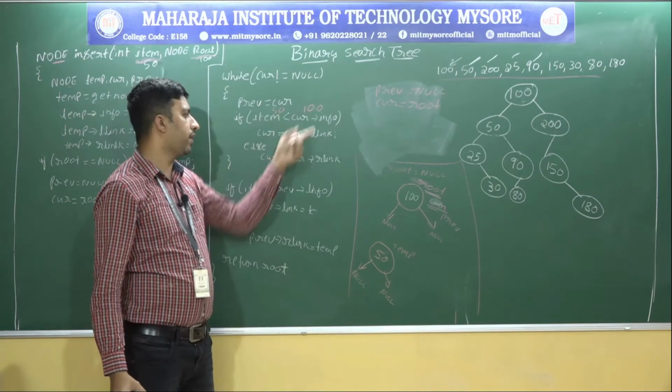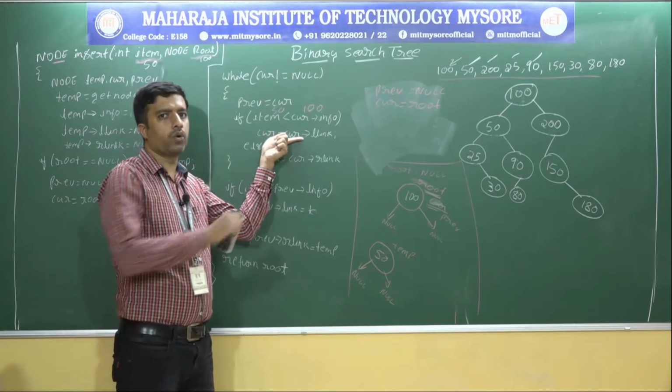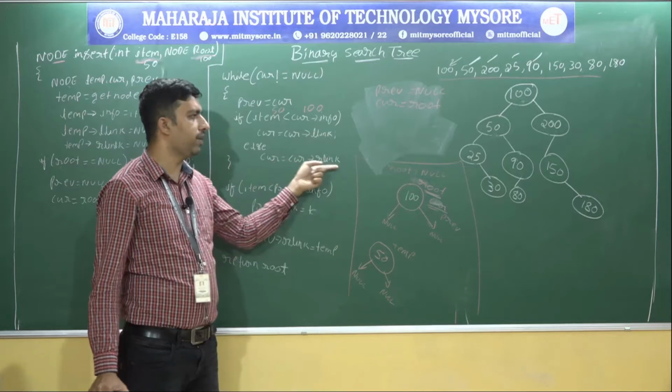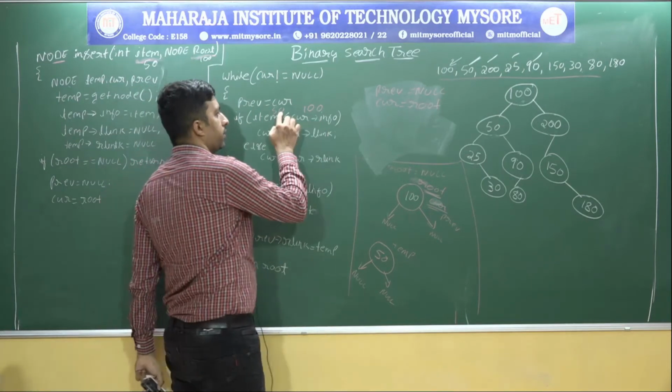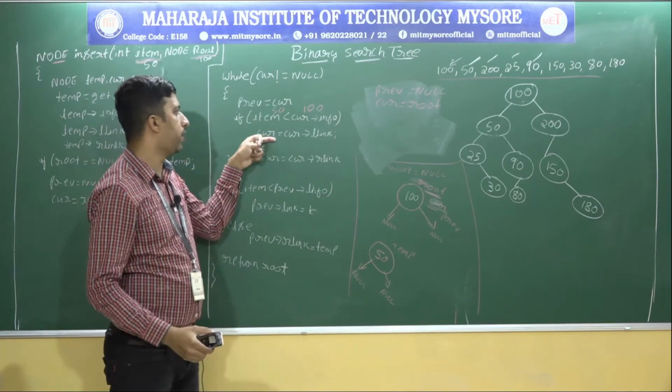If 50 is greater than 100, it goes to the right. Here itself it decides where to go to the next node. If it is less than, go to left. If it is greater than, go to right. See, since 50 is less than 100, it moved to the left.